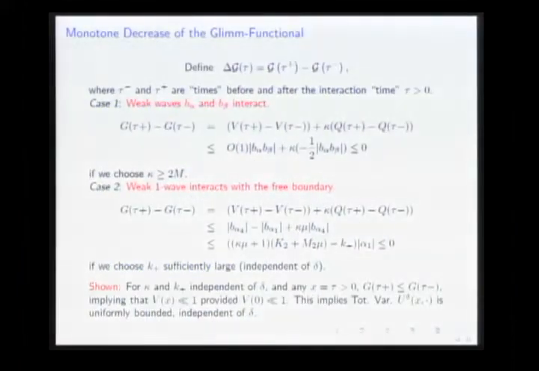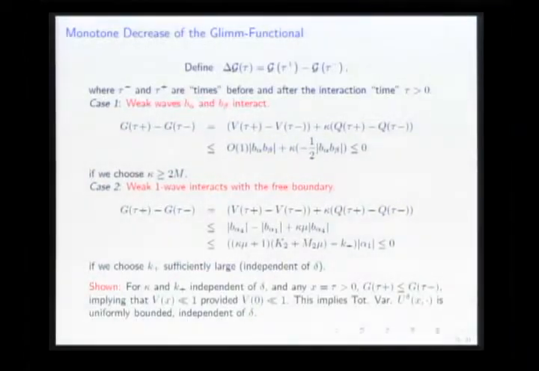Okay, so there are 2 important cases we consider. So the first case is the usual case that comes from the Cauchy problem. I'm not going to say too much on that. The important case is this one, when the weak 1 wave interacts with the free boundary. Here, then we see that this choice of K plus becomes important when we take away this wave from the Glimm functional after the interaction happens.